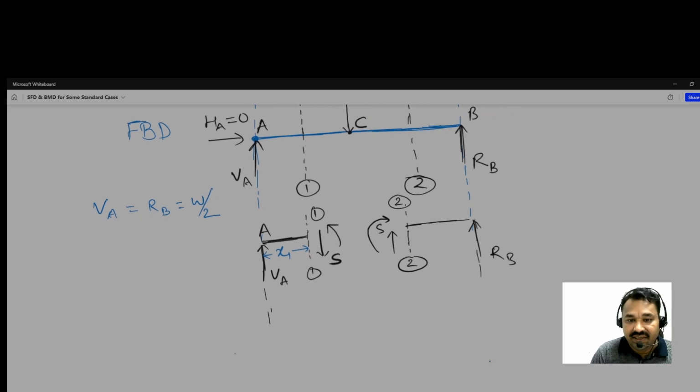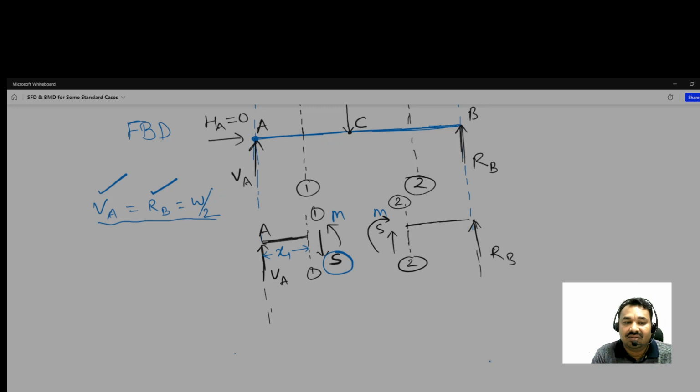And now we have to get the value of S, the value of M. This is M here, this is M here. Okay, so let us do the left side. And dear students, it is obvious, due to symmetry, the load is distributed on both sides, left side reaction VA, right side reaction RB, equally. And this also we can calculate.